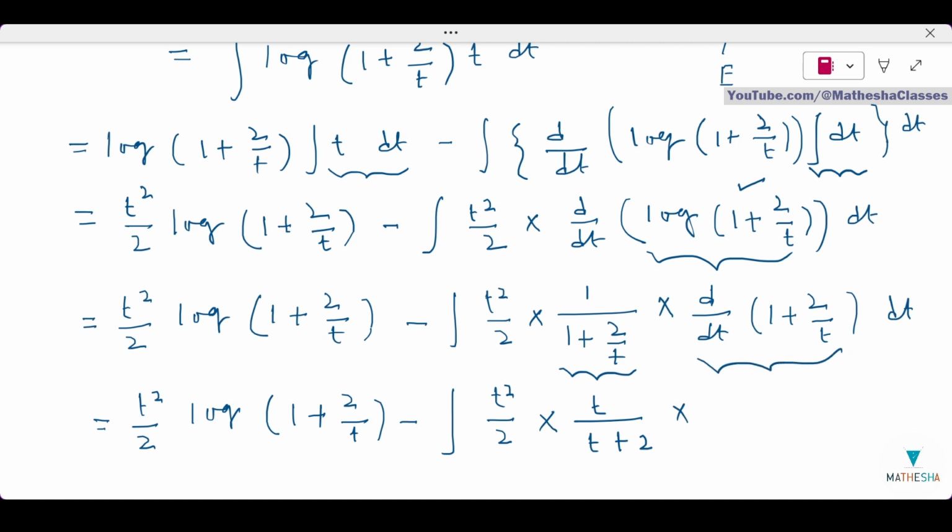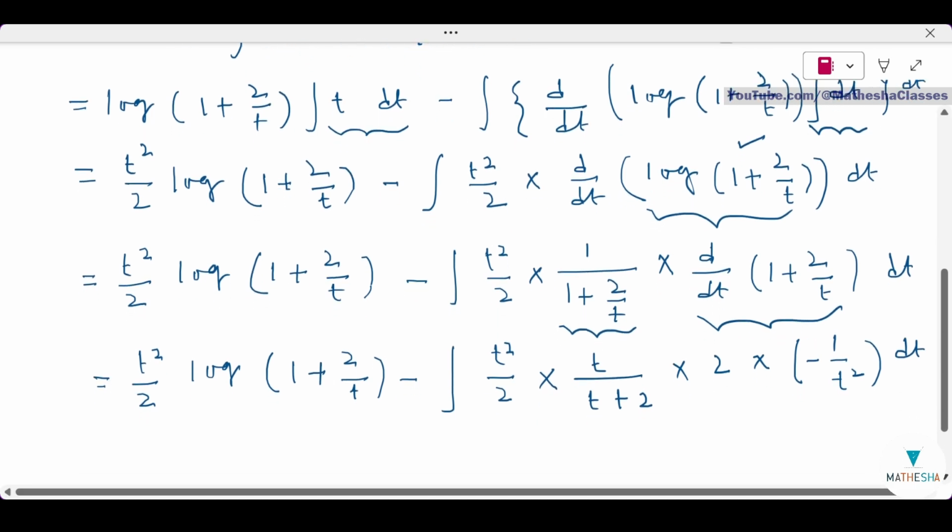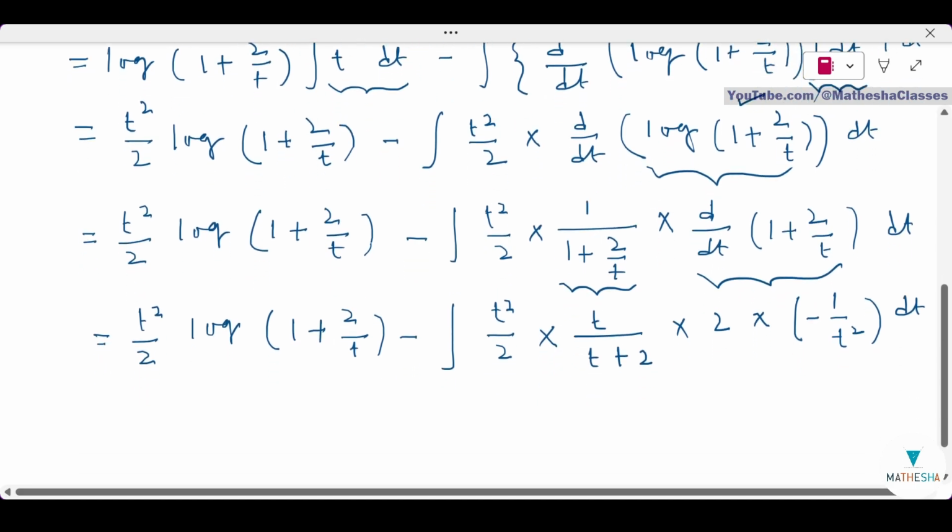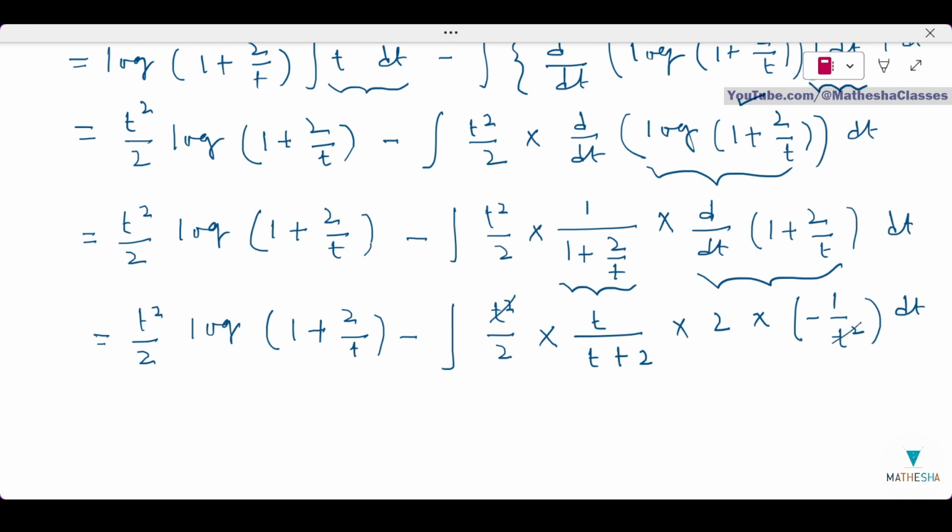Now the derivative of this: first 2 will come out, and then d/dt of 2 upon t will be minus 1 by t square. So that will be the integration of that. So we can cancel out t square and 2, and if you take the minus sign out, that will be plus.